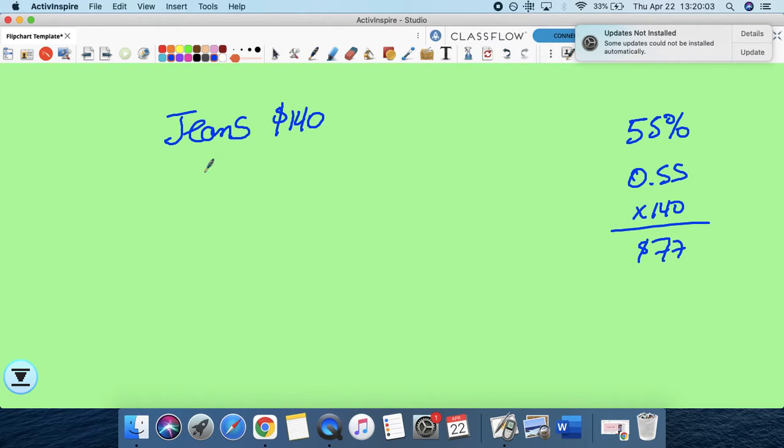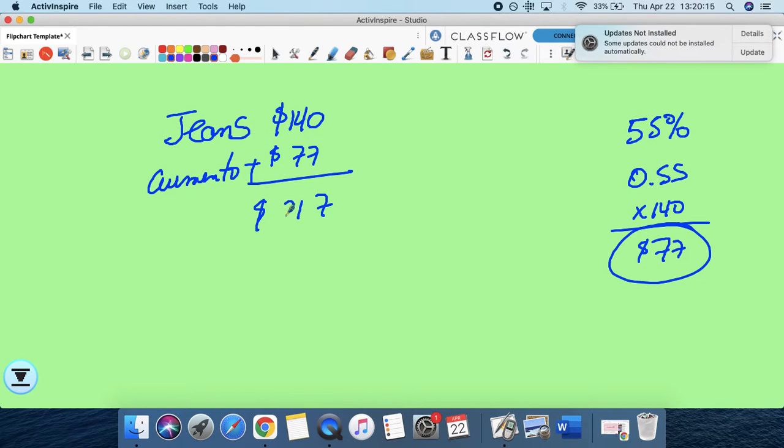So our jeans más el aumento, right? Aumento de 55%, which is $77. We'll put over here. And we're going to get 217. So the total, con el aumento de 55%, right, is $217.